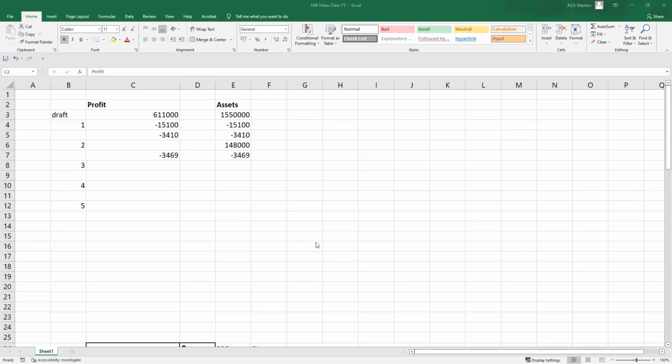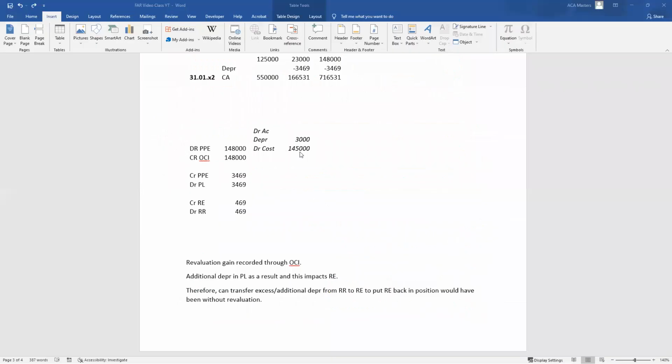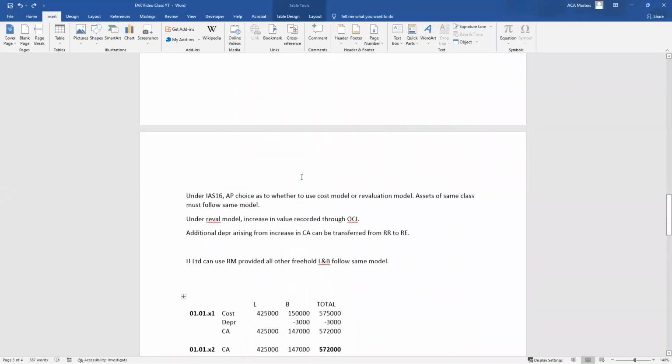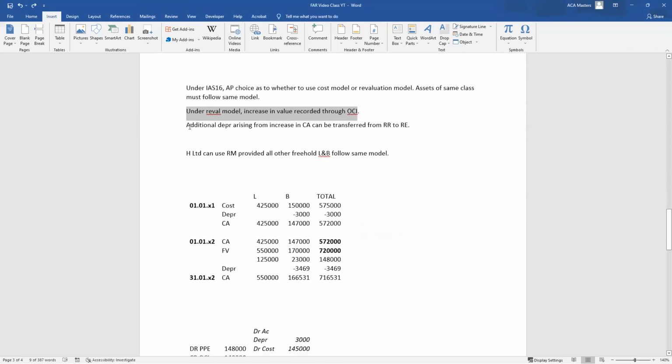So you can see that we've got a different note here. We're looking at subsequent measurement under the revaluation model, but you can see that the exam technique is the same. Relevant parts of the relevant standard. Yes, they've got this accounting policy choice, so they can follow either, provided that all assets of the same class follow the same model. Under the revaluation reserve, increases in value recorded through OCI. That can result in additional depreciation, and therefore there can be the transfer. It wouldn't be worth mentioning this if the question said they do not wish to make the transfer.